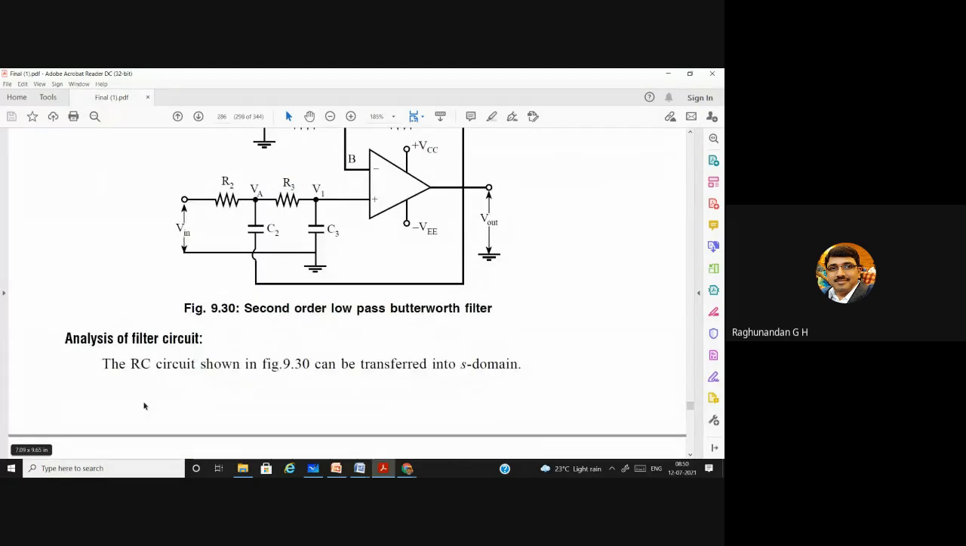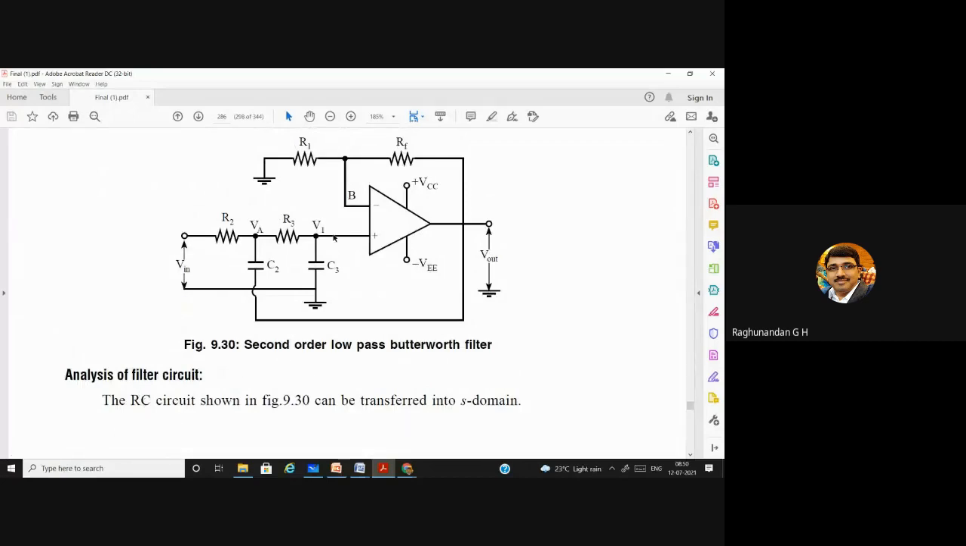Okay, so this is the second order Butterworth low pass filter. For the analysis, we are going to consider this portion because it is the non-inverting op amp. For that, we already have the simple equation V naught is equal to Vi into 1 plus Rf by R1. So now we need to analyze this part of the circuit, the filter circuit.